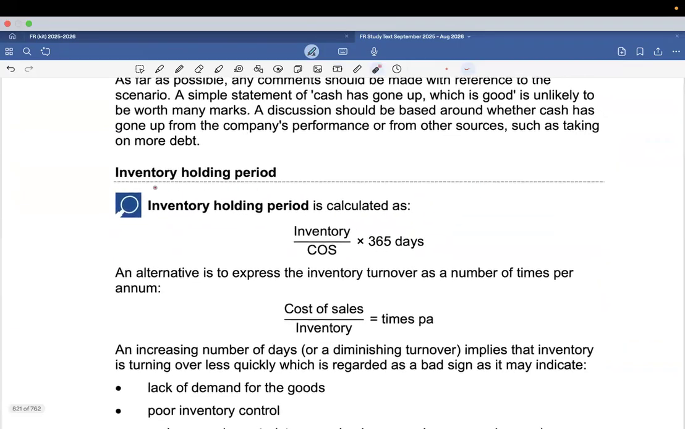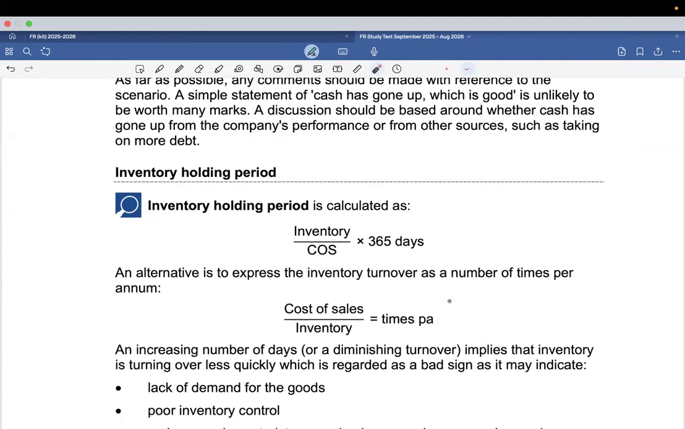Next is inventory holding period. So inventory holding period is inventory divided by COS, multiplied by 365 days. This basically tells us how many days the inventory has been held in the warehouse. So if it is high, it is bad because the inventory might go into obsolescence, or it could be ruined, or it could be damaged as long as it is kept in the inventory. So the lower the amount, the better the business.